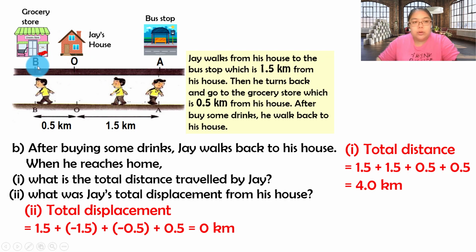After O, you go to the grocery store. So that means still left hand side, so you put negative 0.5. After you buy some drinks, from B you go to O. So that is the right hand side, so you add 0.5. Finally, you are still at the house, right? You start from the house and end at the house. So that means your displacement is actually 0 kilometer. So there is no displacement for J because finally you go back to your home. So from here we straightforwardly get it. The answer is 0 kilometer.